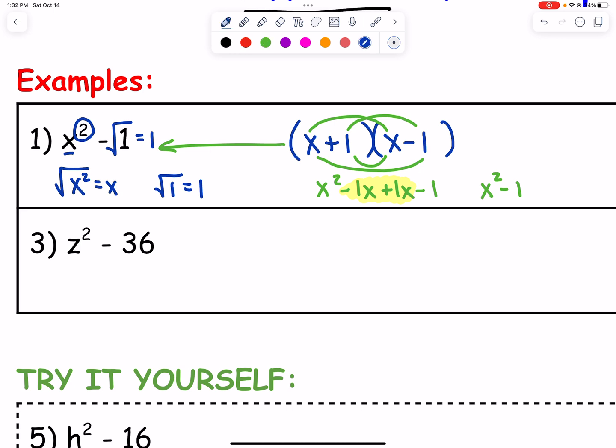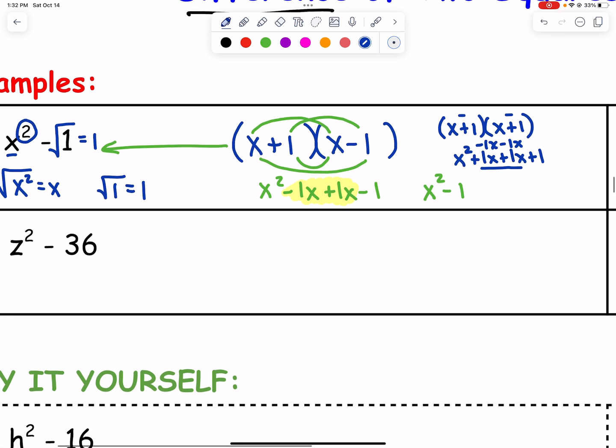Now, it would not work the same as if we had x plus 1 and x plus 1, because that would be x squared plus 1x plus 1x plus 1, and the 2 in the middle would not cancel out. And for the same reason, if they were both a negative, they would also not cancel out. So it doesn't work any other way except for the pattern that we use for difference of squares. So there's always their square roots, and there's always a plus and a minus for our factors.